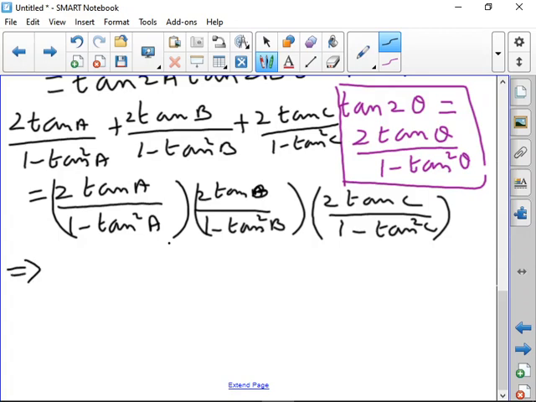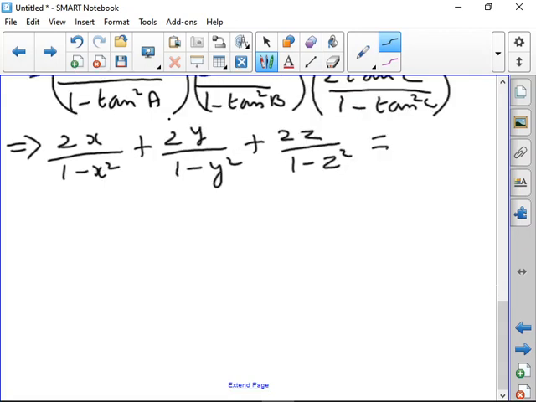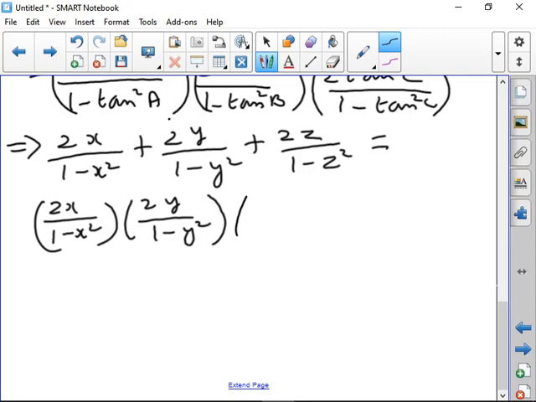Therefore, what is this now? 2x by 1 minus x square plus, tan b is y, therefore 2y by 1 minus y square. Tan c is z. So 2z by 1 minus z square is equal to, what is it? Equal to 2x by 1 minus x square into 2y by 1 minus y square into 2z by 1 minus z square. Hence, we have proved.